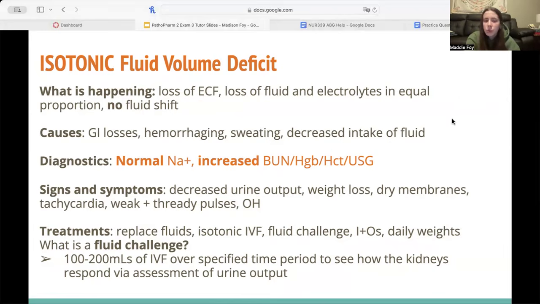Treatment, you can do just fluid replacement, often with that isotonic IV fluid, since we're just working on reboosting that volume versus a like electrolyte shift. And then your fluid challenge as well, which is when you specifically administer 100 to 200 milliliters over a very specific time period just to see how the kidneys handle it. And that would be via close monitoring of urine output.